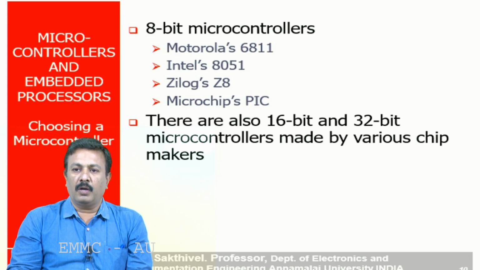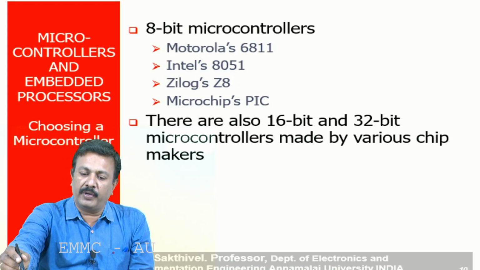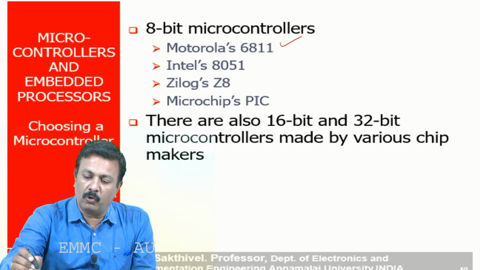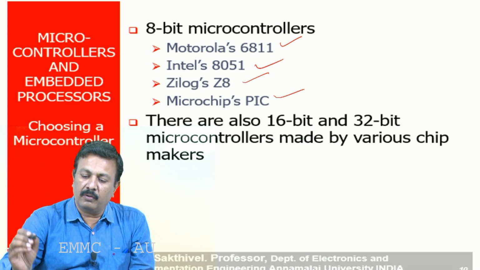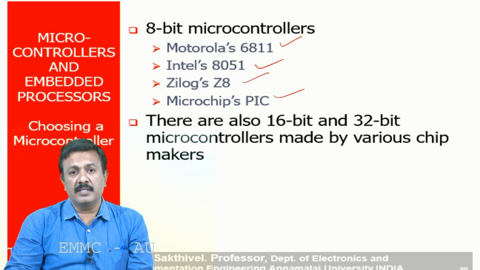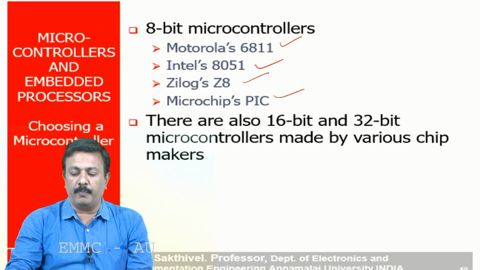Okay, so next one, how to choose the microcontroller. If you take 8-bit microcontrollers, more than dozens of them are available. So the next question is how to choose the microcontroller for your applications. For example, in 8-bit you have the Motorola 6811, Intel 8051, Z8, Microchip PIC. In addition to that, 16-bit and 32-bit microcontrollers are available from various chip manufacturers.